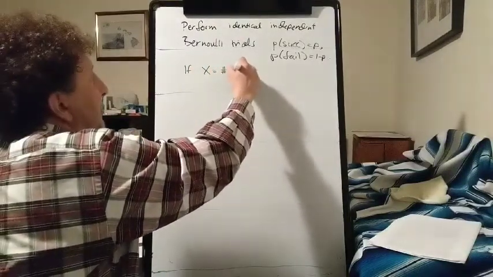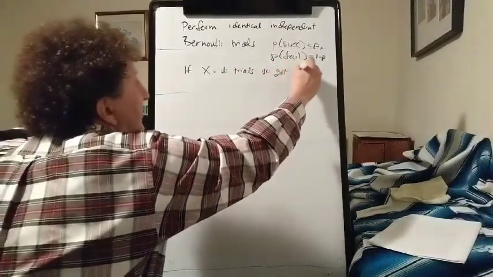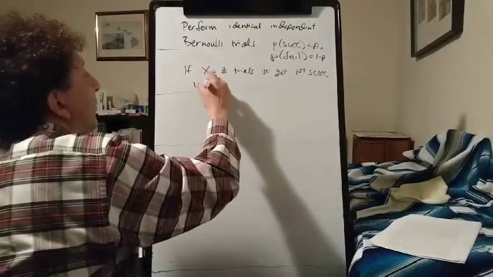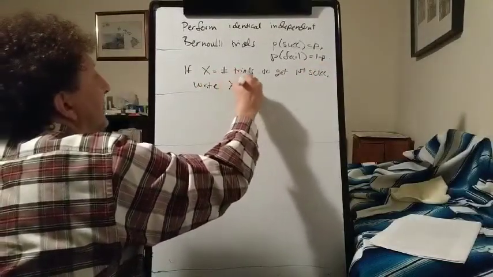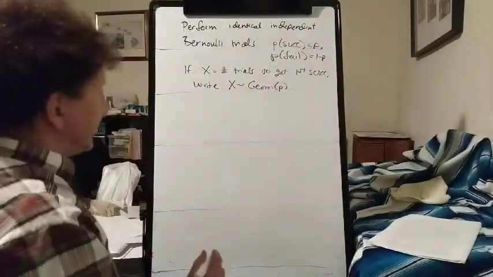If X equals the number of trials to get the first success, then we write X is a geometric random variable with parameter p.